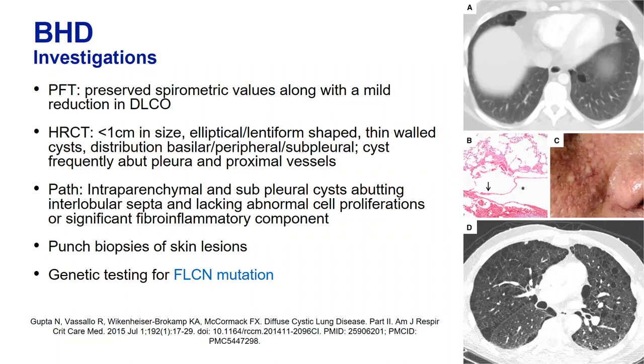Now, in these patients, if they have skin lesions, it would be more helpful for you to do punch biopsies. It'll give you your diagnosis fairly easily. And then genetic testing for the folliculin mutation also.